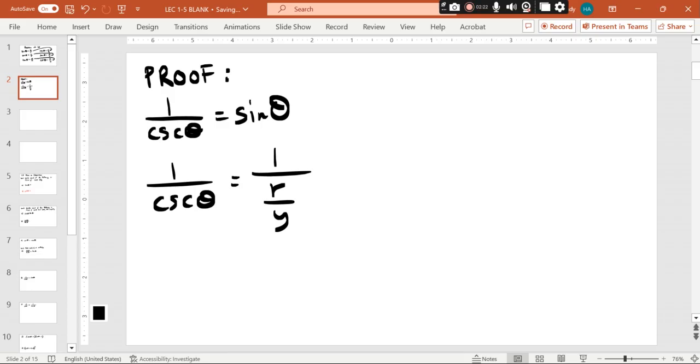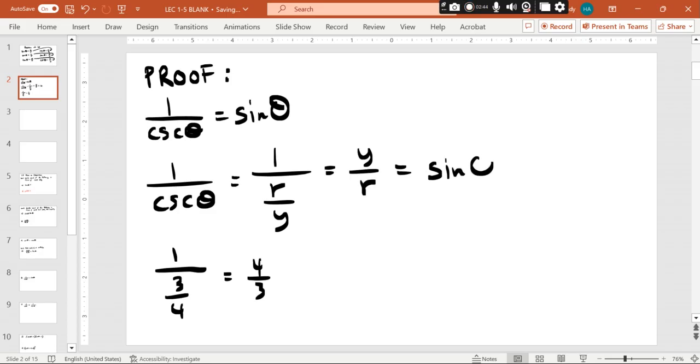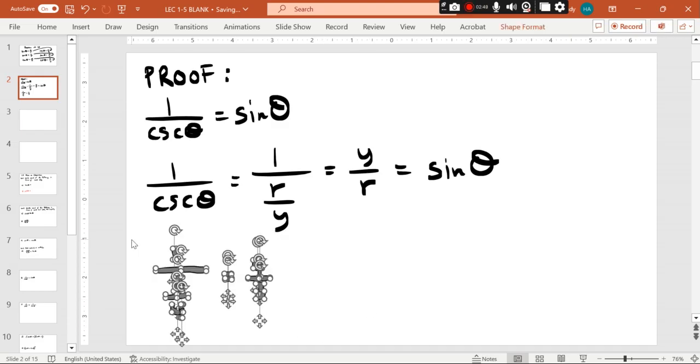And then we have this little thing from math earlier on. If you have 1 over, let's say, 3/4, that just means reciprocal, and that means you get 4 over 3. So over here we get the same thing: 1 over r over y. We are going to get y over r, which is actually sine theta. That is it. That's how you prove all these identities.